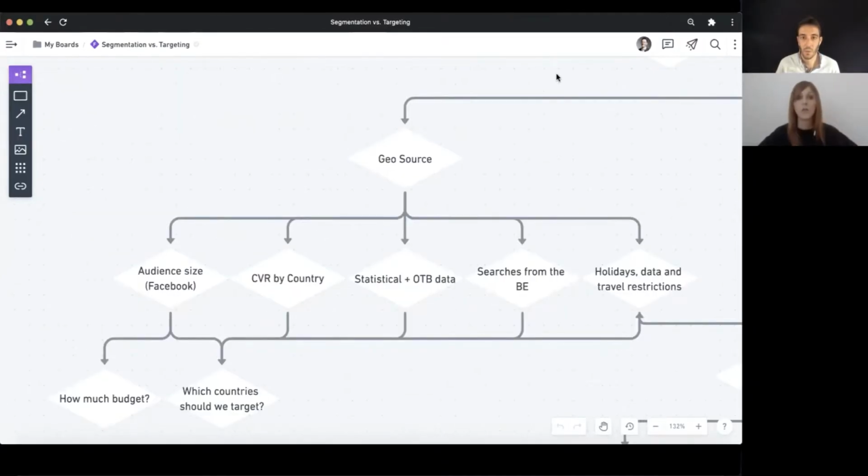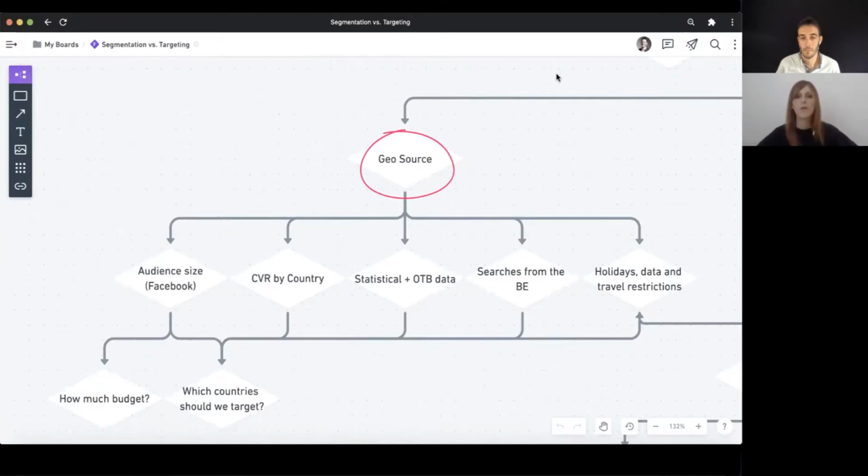For each of the macro areas, we will show you now how it's important to share data and work together with all the commercial departments involved, whether it's revenue, marketing, sales, and digital, in order to have a perfect picture of this new segment and target behaviors. So let's start from geo-source.